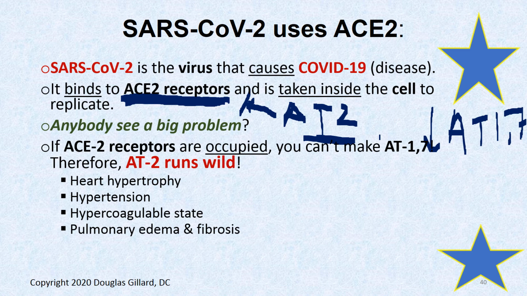So that's not good. Yeah, ACE2 receptors are occupied, so you can't bind angiotensin 2 and make angiotensin 1-7. Let's see, did I mess something up? If it binds ACE2 receptors, no, that's right. If it binds ACE2 receptors and they're occupied, then you can't take the angiotensin 2 and make angiotensin 1-7. Therefore, angiotensin 2 runs wild, and you get things.